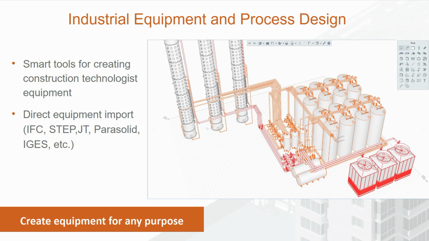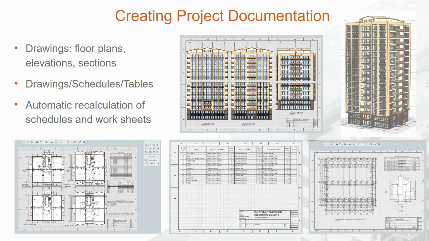The final section is the industrial equipment and process design section. Renga can be used as a solution by construction technologists. To design complex technological objects, you need to create process equipment and lay technological lines using the automatic tracing tool. At the end of the design process, drawings, specifications and sheets are released.